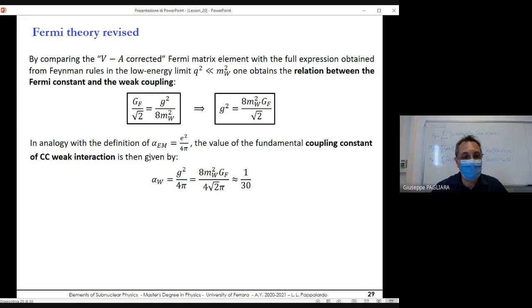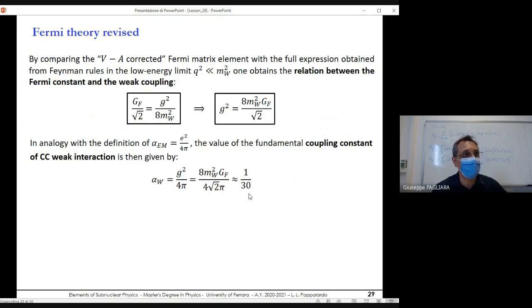Now, if you remember from QED, the alpha electromagnetic is the square of the electric charge divided by 4 pi. This is the way the electric charge is related to the electromagnetic coupling. We can do the same here. Now our charge is g, small g. So we can construct our charged current weak interaction coupling alpha W as g squared divided by 4 pi. And so we can substitute all this here. And we can put in numbers, because now we know the mass of the W boson, and we know the value of the Fermi constant. And the surprise is that when we calculate this, it is 1 over 30.